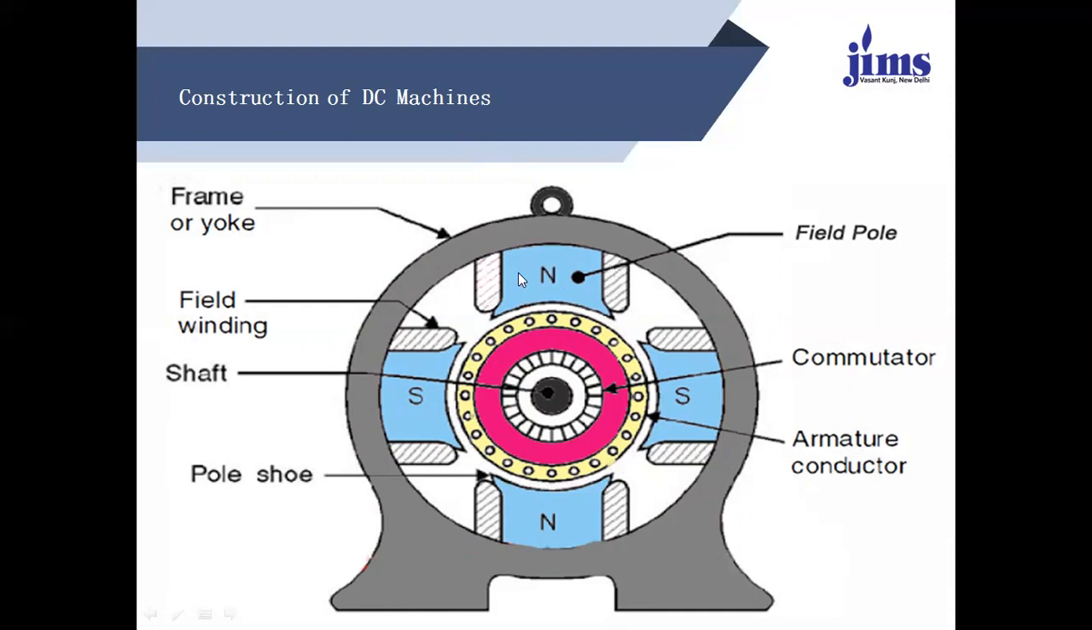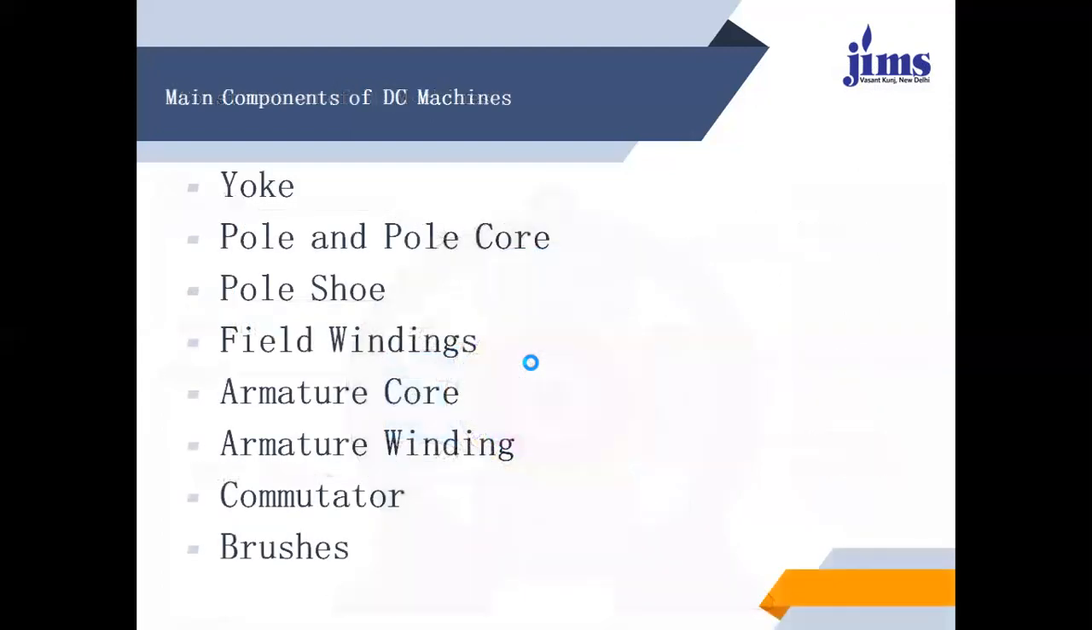The field poles develop the field flux, and that flux will be linked from the north pole to the south pole. In between of that there is a rotor. So whenever the rotor is rotating, then automatically the EMF will be built up over the machine. These are the main components which are associated with the DC machine.